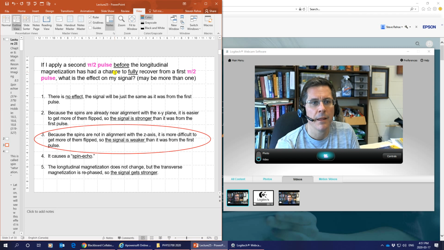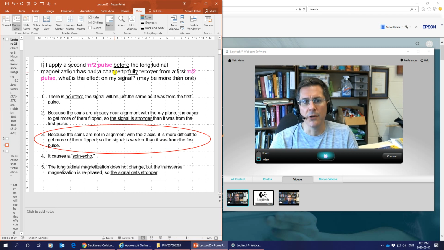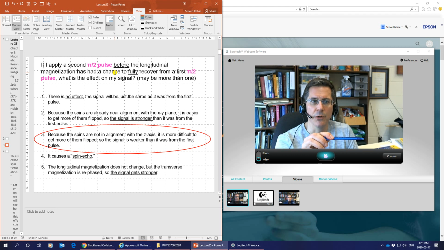Okay, if you're back, then you should be ready for the question. And it was number 3. All right, it's definitely not no effect. Because the pi by 2 pulse only acts when the spins are pointing up and it knocks them down 90 degrees, right? If the spins are not aligned with the z-axis, nothing happens, all right?